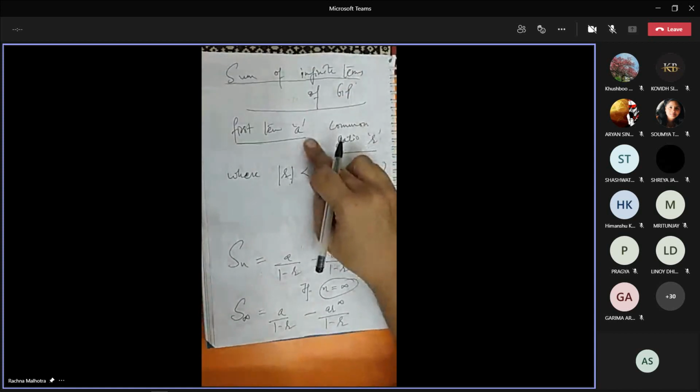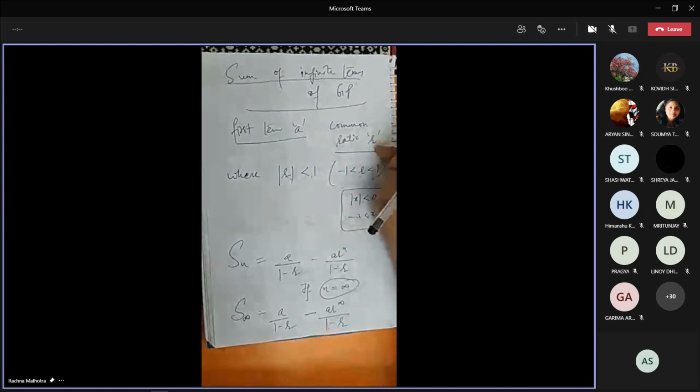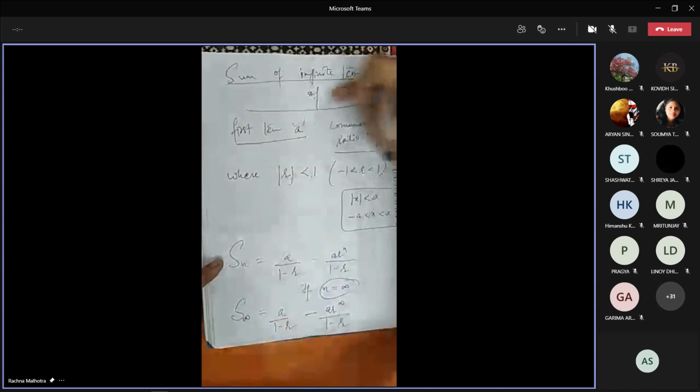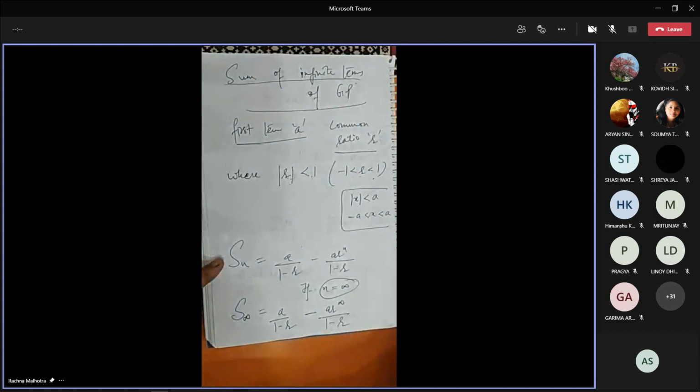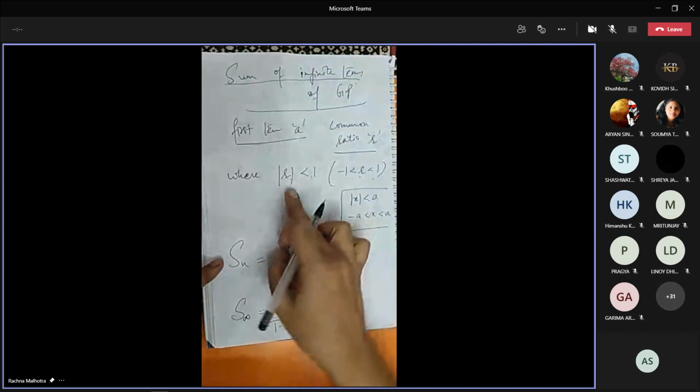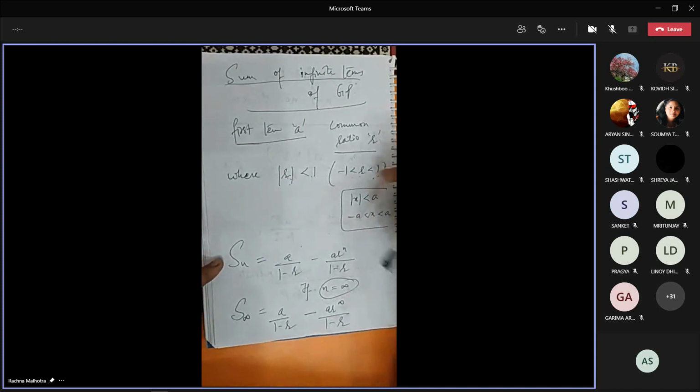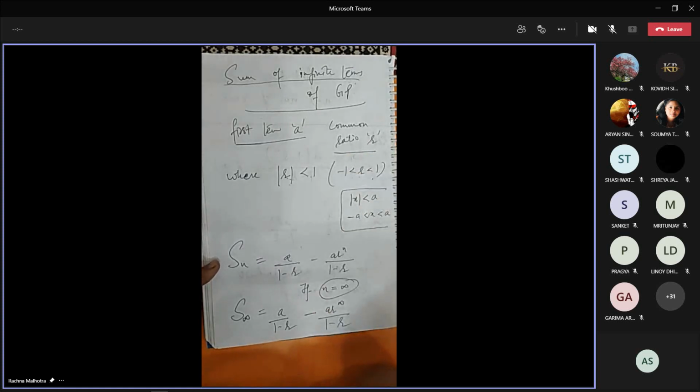First term is A. Common ratio is R always. We generally write common ratio with R. But the restriction for R is that whenever you are talking about the sum of infinite terms, R must lie between -1 and 1. Only in that case can you find S infinity, otherwise it will not occur. When R lies between -1 and 1, only in that case we can find S infinity, otherwise we will not get any kind of answer, we will get infinity.